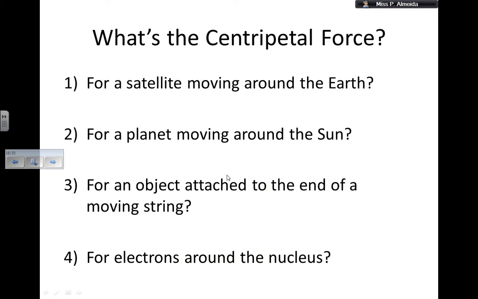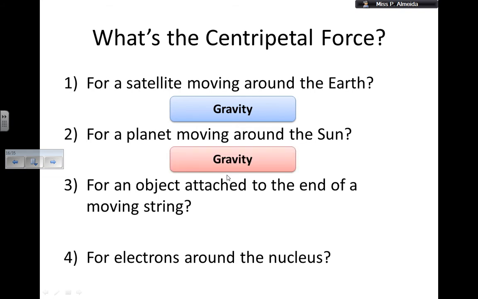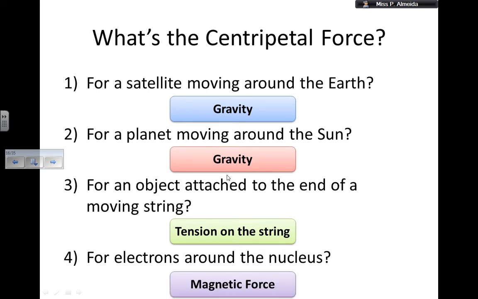I have 4 questions about the centripetal force. For a satellite moving around the Earth, it's going to be gravity. For a planet moving around the Sun, it's gravity as well. For an object attached to the end of a moving string, it's going to be the tension in the string. And for electrons around the nucleus, it's going to be the magnetic force. Actually, you're going to learn, or you already have videos about this, I think. So you can have more than just one type of centripetal force, okay?